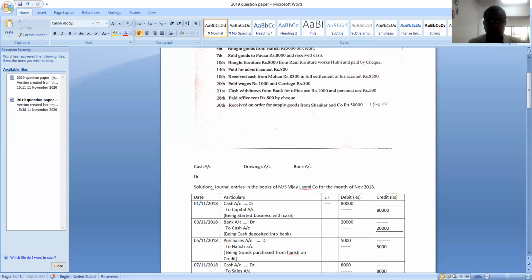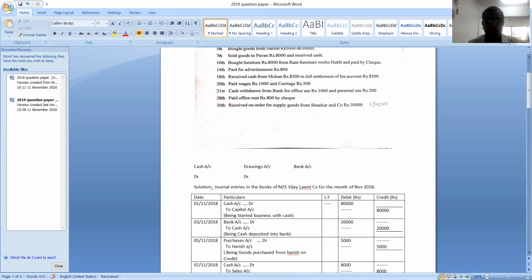Understood? Okay. Now, drawings account. Here cash is withdrawn from bank for personal use. Drawings account is which account? It is a personal account. What is the debit rule of personal account? Debit is the receiver, credit is the giver. So here just check whether the owner is the receiver or the giver. If he invested money into the business, he is a giver. Capital account it is. When he withdraws cash from the business for personal use, he is the receiver. So debit is the receiver, right?